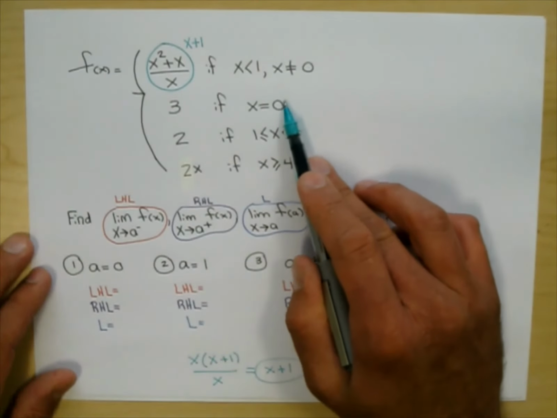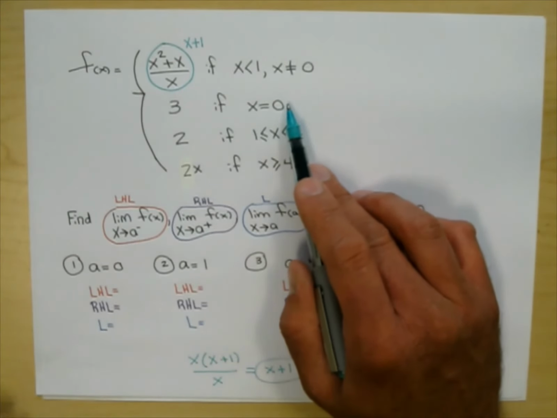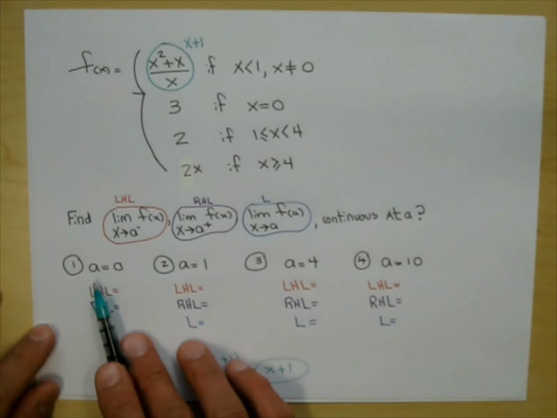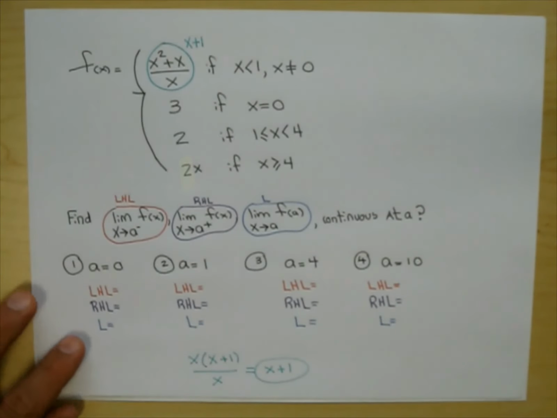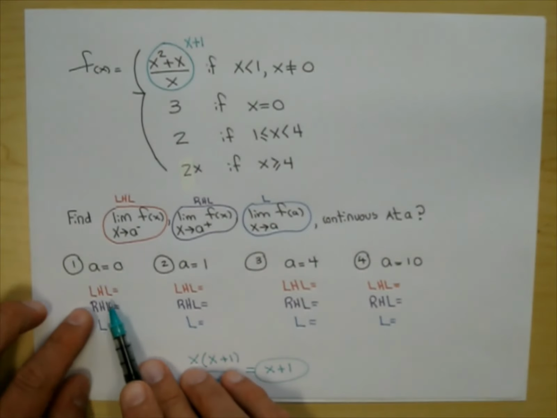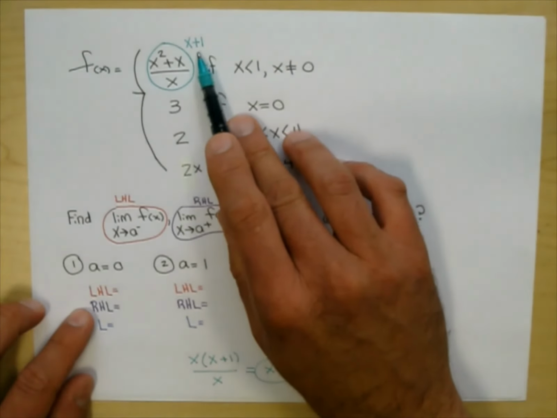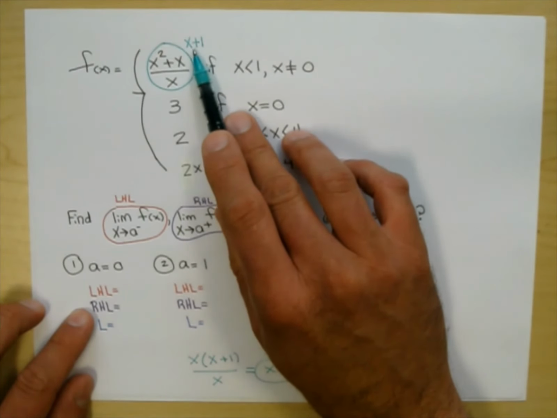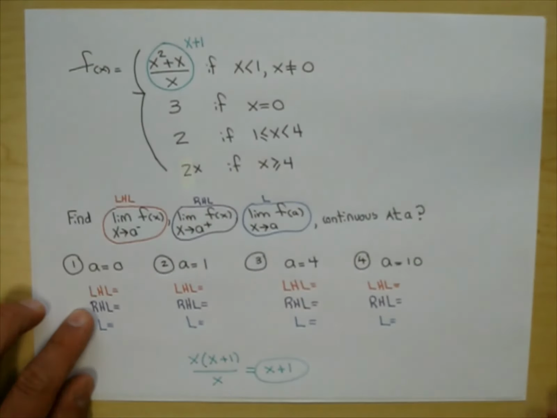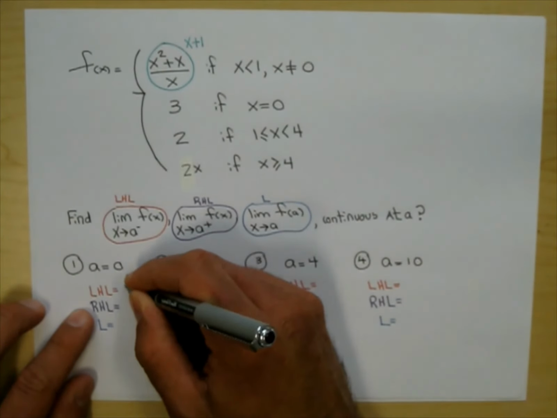So let's investigate what happens at 0. Okay, the left-hand limit, you put 0 into this branch here, you get 0 plus 1. The left-hand limit happens to be 1.